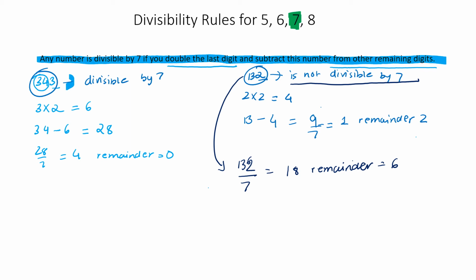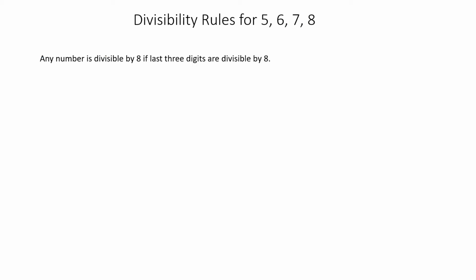Lastly, let's do the divisibility rule for 8. Any number is divisible by 8 if the last 3 digits are divisible by 8. It's kind of similar to 4, but in this case it's the last 3 digits and they have to be divisible by 8.